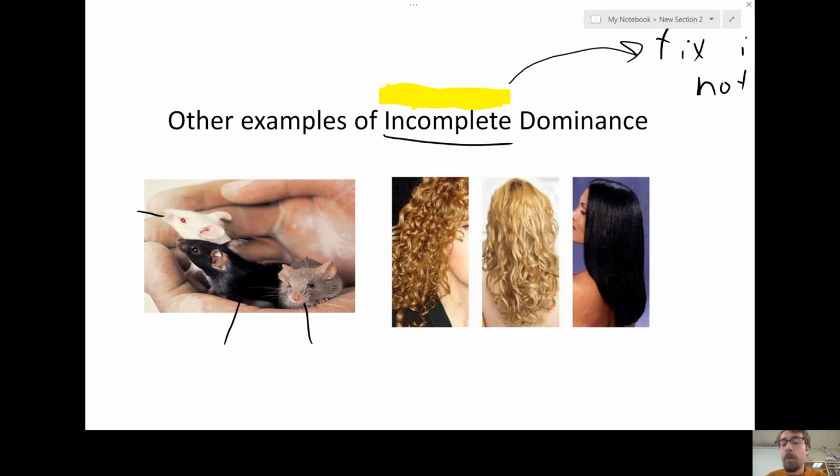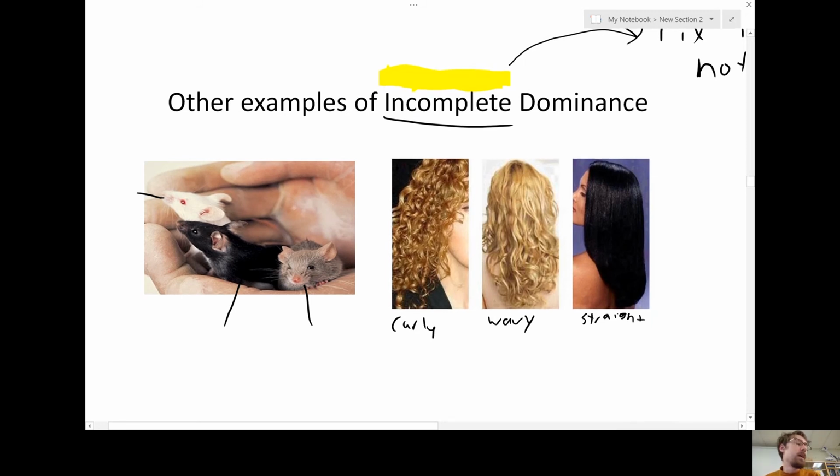A human example is kind of with hairstyles. So if you have curly hair and you have straight hair, you could possibly end up with wavy hair. So those two types kind of blend together.